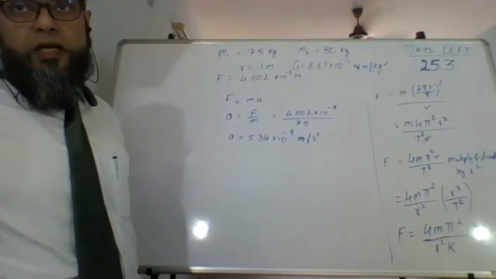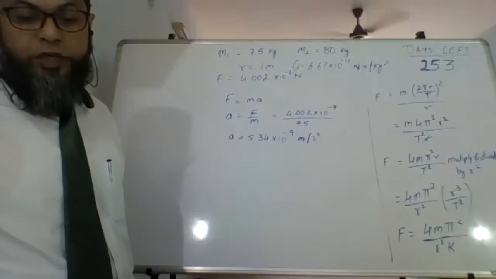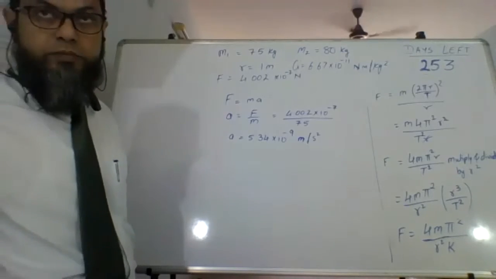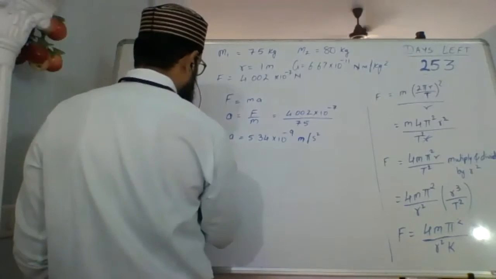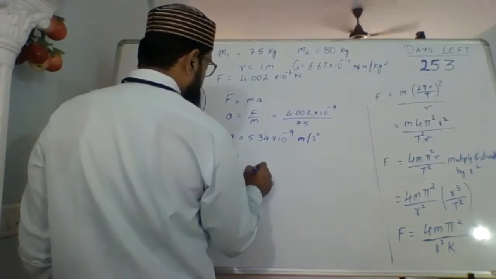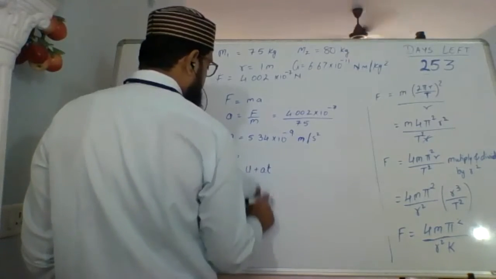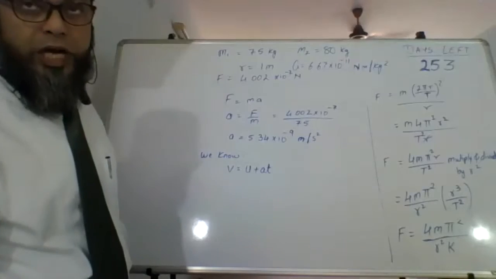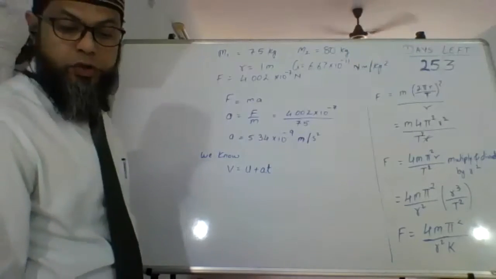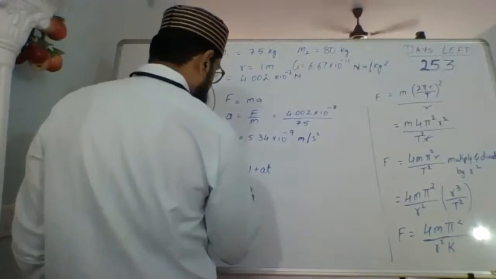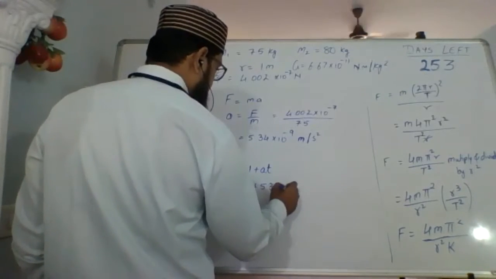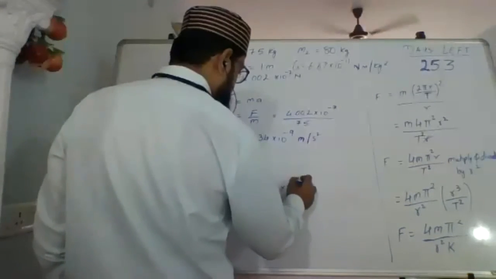Now we have already learned in 9th standard Newton's equations of motion, which say V equals U plus AT. Final velocity equals U plus acceleration into time. Now U we know is starting from 0. So since he's starting from 0, it is 0 plus 5.34 into 10 raised to minus 9.